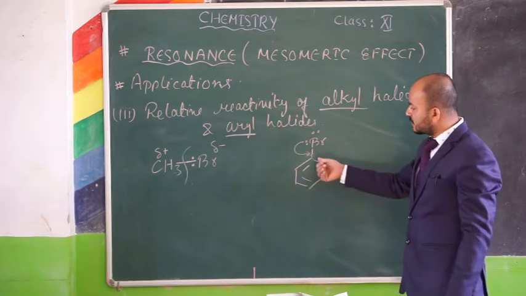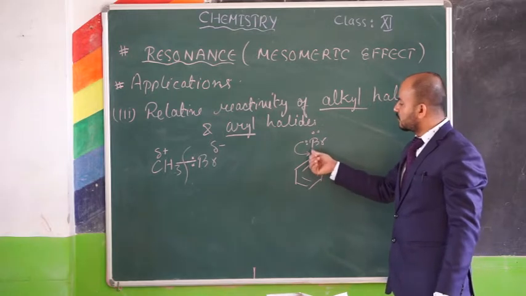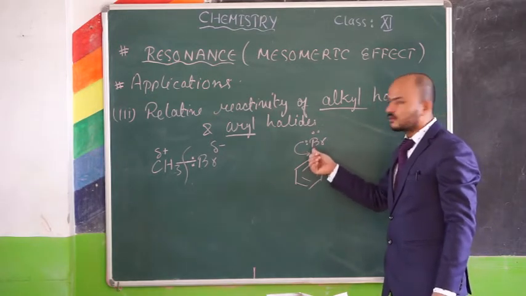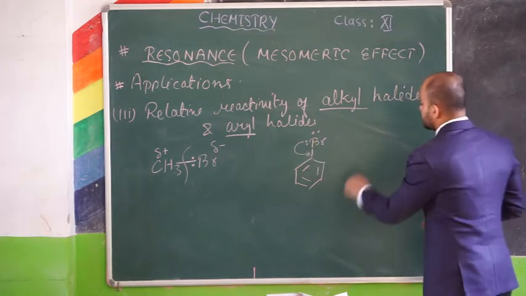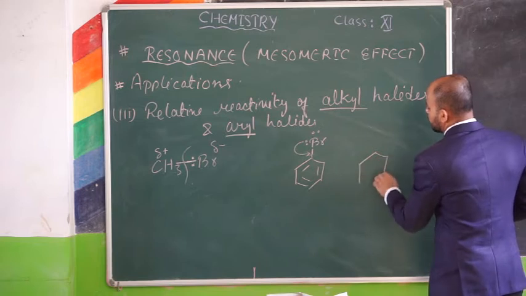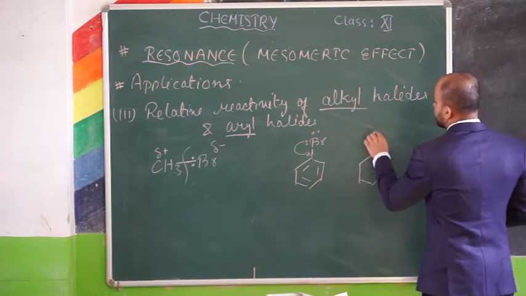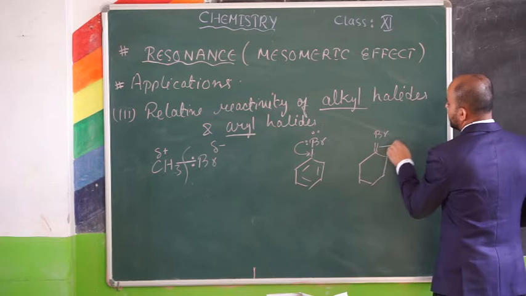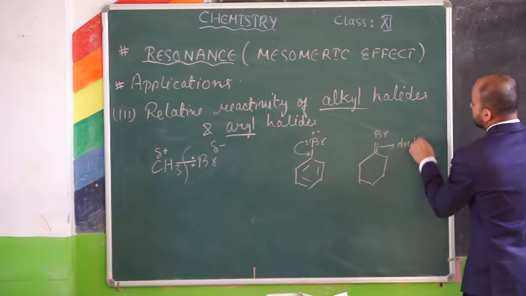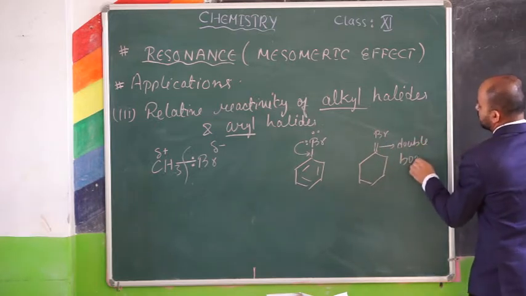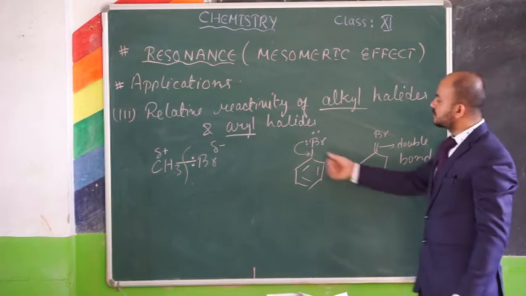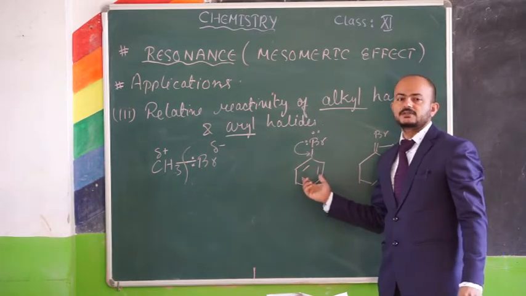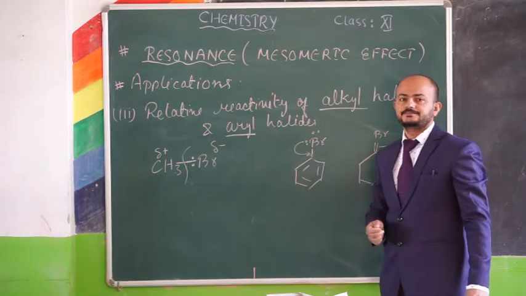So whenever it takes part in resonance, the bond between this carbon atom and this bromine is no more a single bond. It will have a double bond character. Please remember, it will have a double bond character. Here, this is having a double bond, because of resonance taking part in this particular aryl halide.